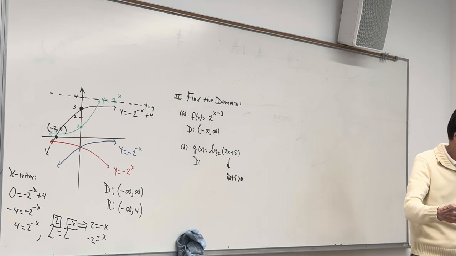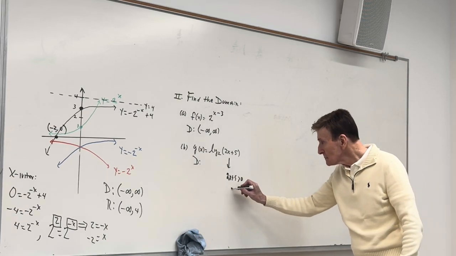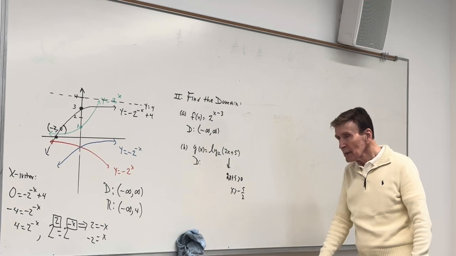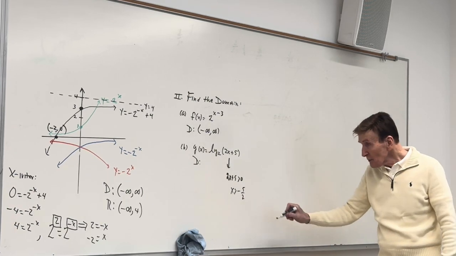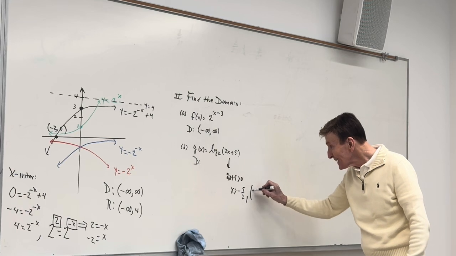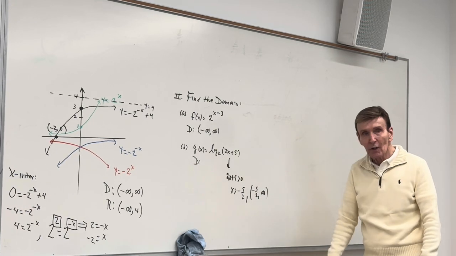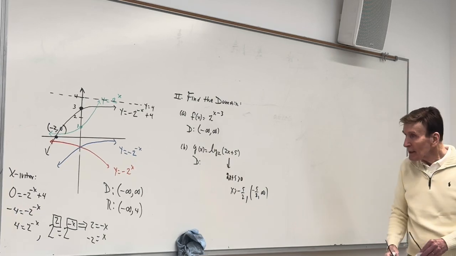Let's align with the parent graph. Solve for x. There's my domain. Interval notation might look a little better. Yes or no? Okay, letter C.